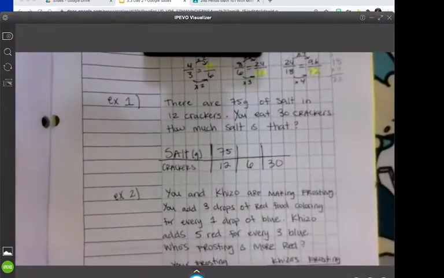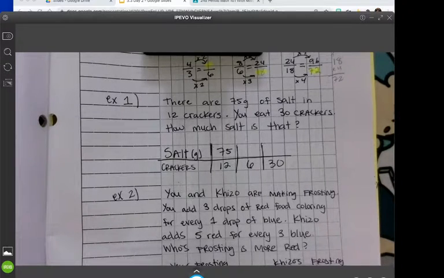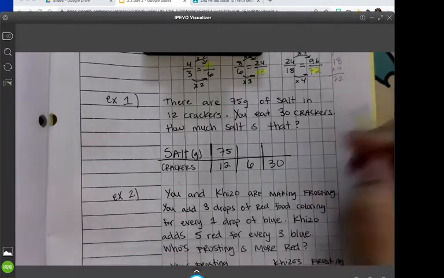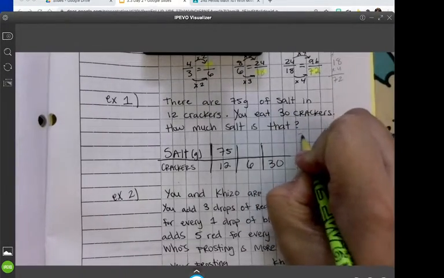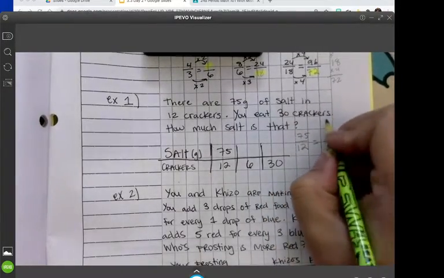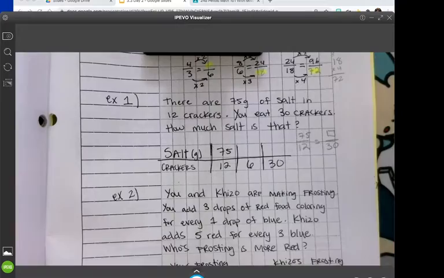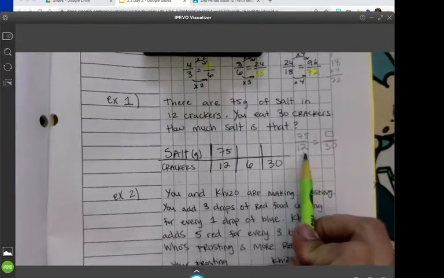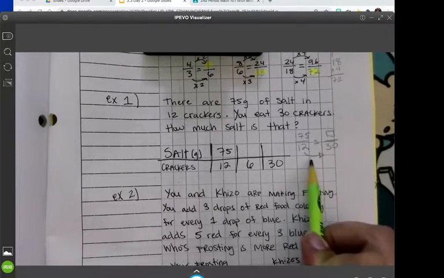More practice with that. Example 1, in a real world situation, there are 75 grams of salt in 12 crackers. You eat 30 crackers, how much salt is that? Well, the real question, right, if we know that it's 75 to 12 is equal to blank to 30, the problem with this is that we can't go from 12 to 30. It's just not pretty.